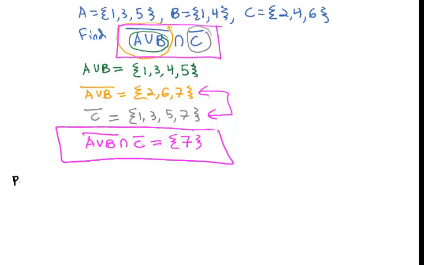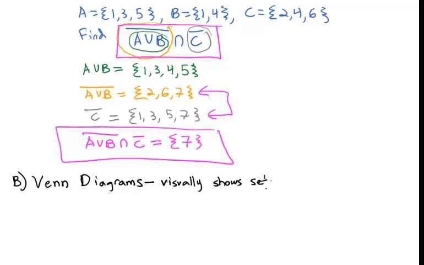Something that helps us with counting. Now that we've got sets, we're often interested in the number of elements in each set or in each group. Something that helps us with the counting are these things called Venn diagrams. A Venn diagram visually shows sets as overlapping circles.